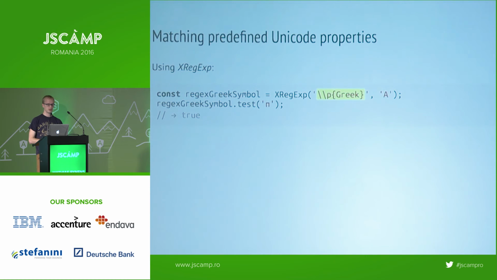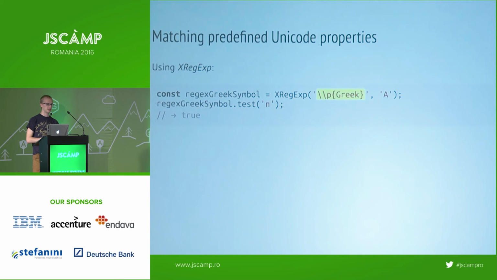So for example, let's say you want to match all the Unicode symbols in the Greek script according to Unicode. Well, one way to do this is to use a third-party library like XRegExp, which enables you to do something like this. So you pass in a string literal that represents a regular expression pattern, and within that pattern, you can use a backslash. Well, in this case, you would have to escape the backslash. That's why there's two backslashes, followed by p, followed by braces.